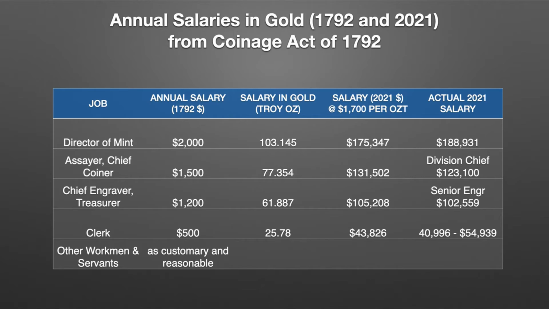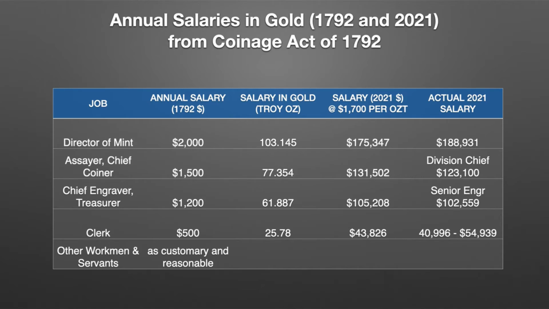Now, in 2021, that works out to $43,826 per year. The average salary of a worker at the mint is $40,996 to $54,939 in 2021. That variation has to do with the location. The government pays higher salaries where the cost of living is higher. So the $54,000 would be the San Francisco Mint, and the $40,996 was, I think, the Fort Knox location, where the cost of living was lower.